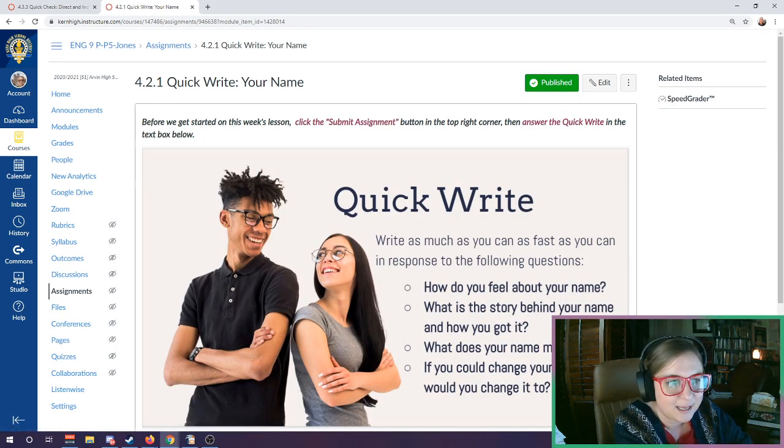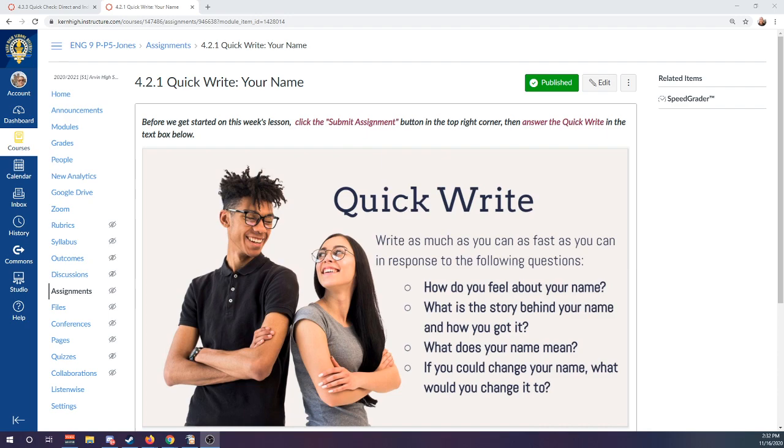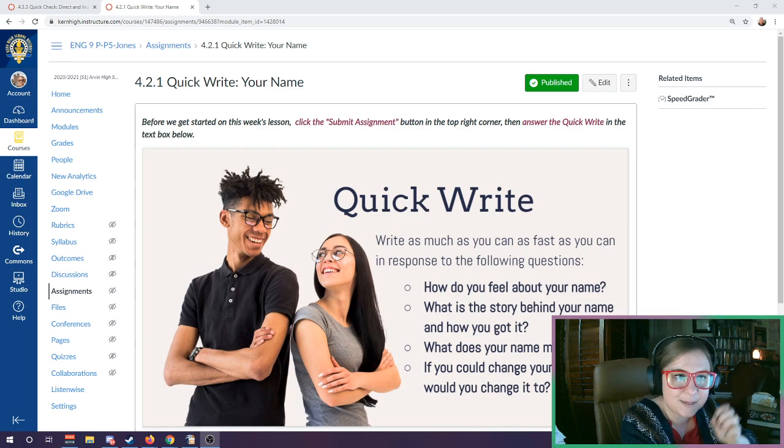In this quick write, what you need to do is tell me about your name. You will write as much as you can, as fast as you can, in response to these following questions. How do you feel about your name? What is the story behind your name and how you got it? What does your name mean? And if you could change your name, what would you change it to? All right, that'll be easy peasy. A text box will open up at the bottom of the page and you can just write it.